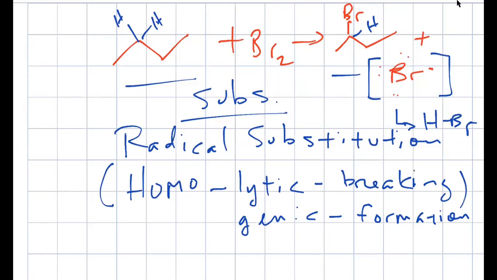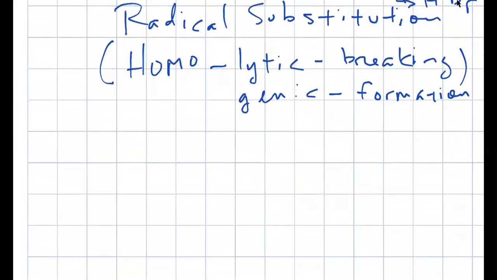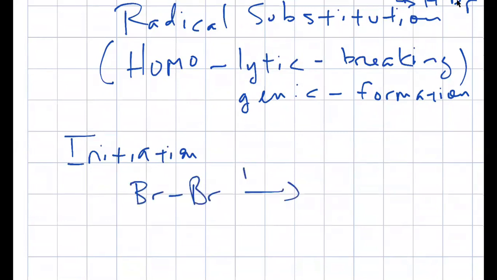The way this normally happens, it happens in 3 steps. So it happens as initiation. And we're gonna talk more about this, so don't trip. So I take bromine and I shine UV light on it, and then I break it up into 2 bromine radicals.